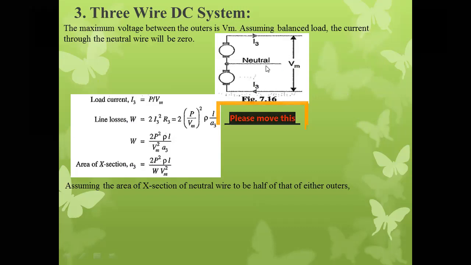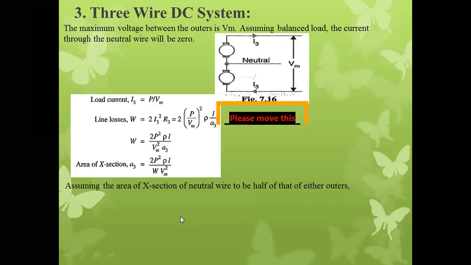In case of the 3-wire DC system, the junction point is extended and connected to form another, third wire, that is the neutral wire. The voltage between the two outer conductors is Vm.